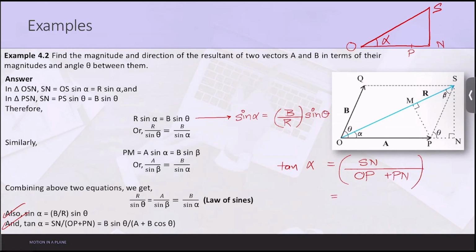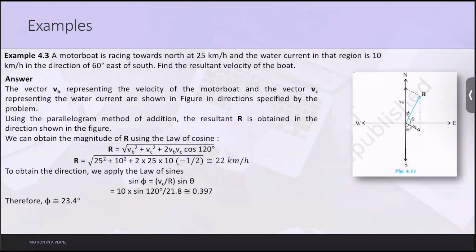Using this, we can put everything forward here. When we calculated the resultant vector, we knew that SN was nothing but B sin theta. Correct? Similarly, what was OP? OP was nothing but A, and PN was nothing but B cos theta. Therefore, tan alpha is equal to B sin theta upon A plus B cos theta. Okay, so that is the end.